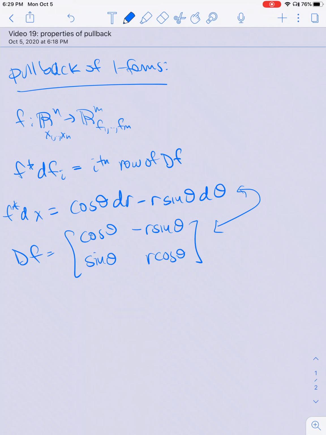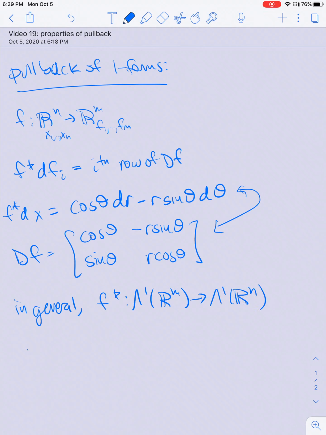And what this means is that in general, f pullback from one-forms on Rm to one-forms on Rn is precisely df transpose. So you have to be a little careful about this. Df basically gives you f push forward, df transpose gives you the pullback. And it can be a little bit confusing, but doing a lot of computations helps.